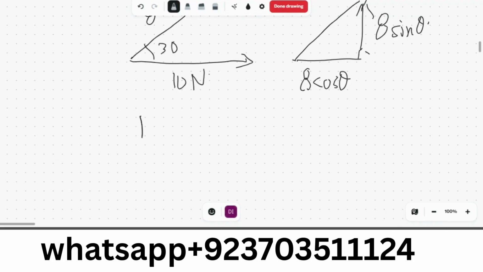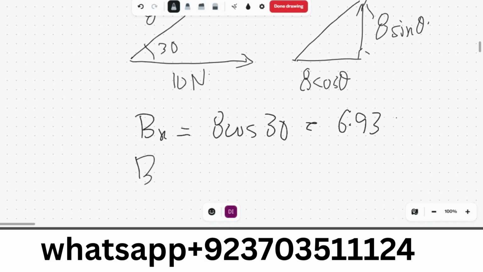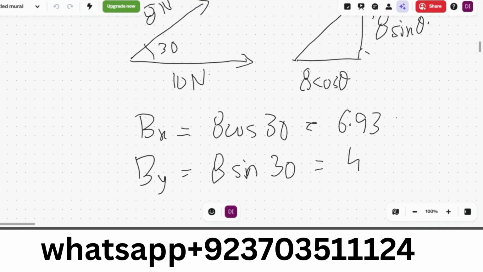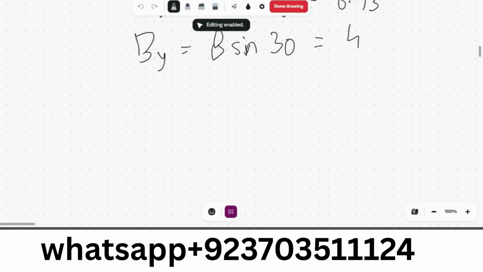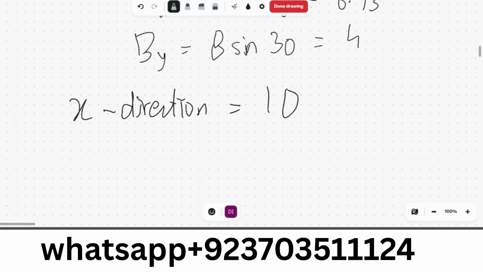Bx, the x component of B, is 8 cos of theta, which gives us the value of 6.93, whereas the y component of B is 8 sine of 30, that is simply 4. So now we will add all the components on the x-axis and y-axis. There are two components in the x direction. Both are in east direction, so 10 plus 6.93, that is 16.93.